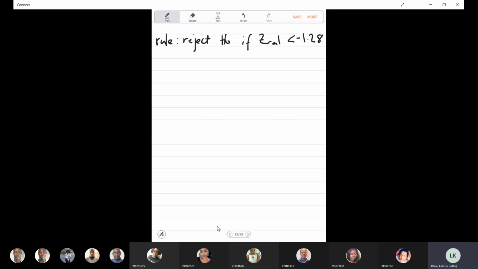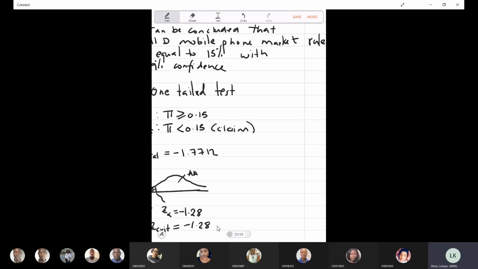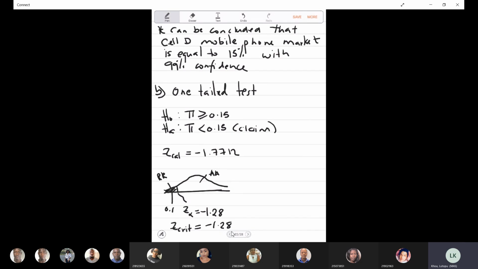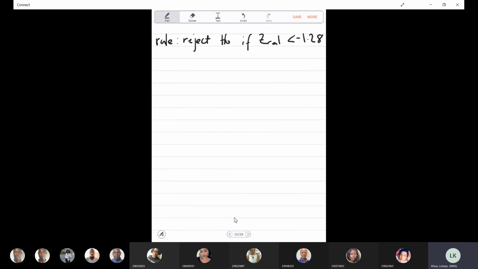Okay, then the next step is to make a decision. So we look at the Z and then we compare it with the critical value. This is in the rejection region, because this is less than that, so we will have to reject the null hypothesis. So since the Z that we calculated, negative 1.7712, is less than negative 1.28, we reject H naught.